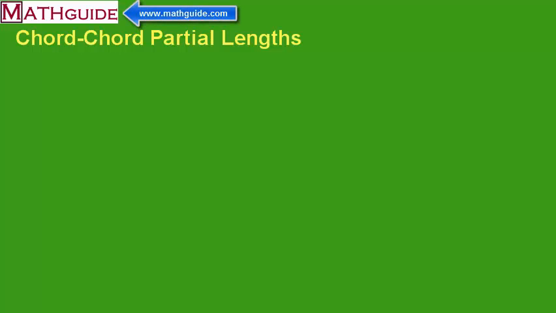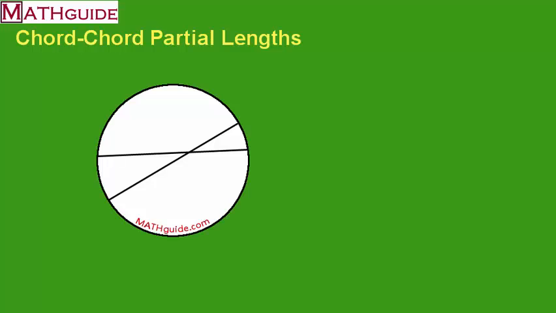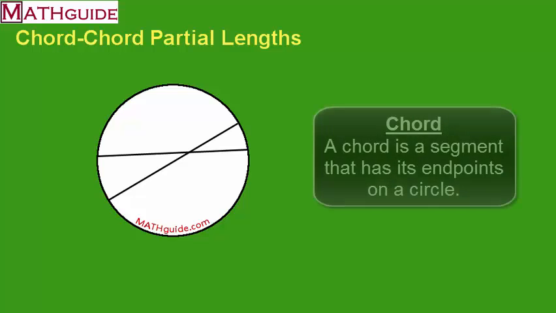Today we're going to take a look at chord-chord partial length relationships. First off, let's talk about what a chord is. This is what two chords intersecting a circle looks like. So let's talk about what a chord is.